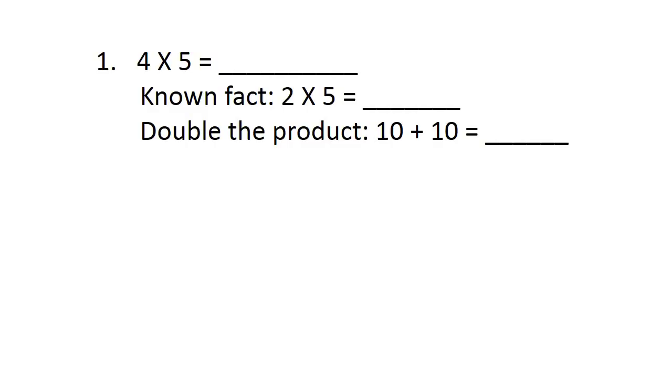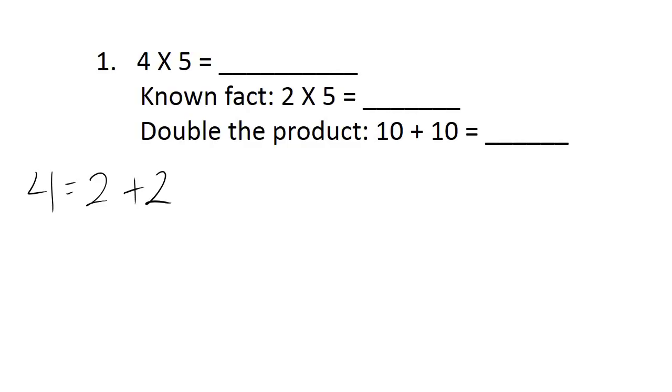So 4 times 5. Let's say that we do not know what 4 times 5 is. I know some of us do, but some of us still may not know what 4 times 5 is. So I can break apart one of my numbers to figure out what 4 times 5 is. Now, whenever I break apart a number, I want to break it up into doubles. Now, I cannot break 5 apart into doubles because it's an odd number. So I'm going to break apart my 4. So I know that 4 is the same thing as 2 plus 2.